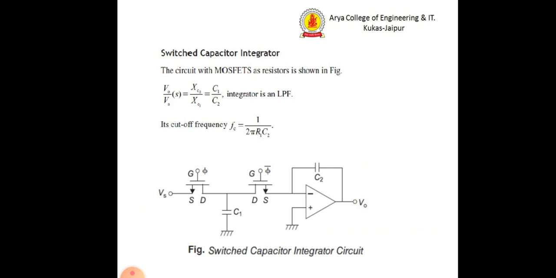R1. The switch capacitor can be applied to the integrator, and here you can see the switch capacitor with the MOSFETs M1 and M2 applied to an integrator circuit, which is going to give a cutoff frequency of 1 upon 2 pi R1 into C2.